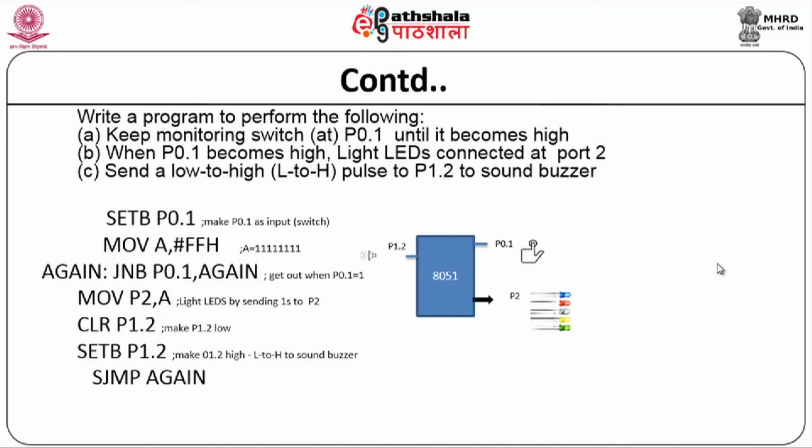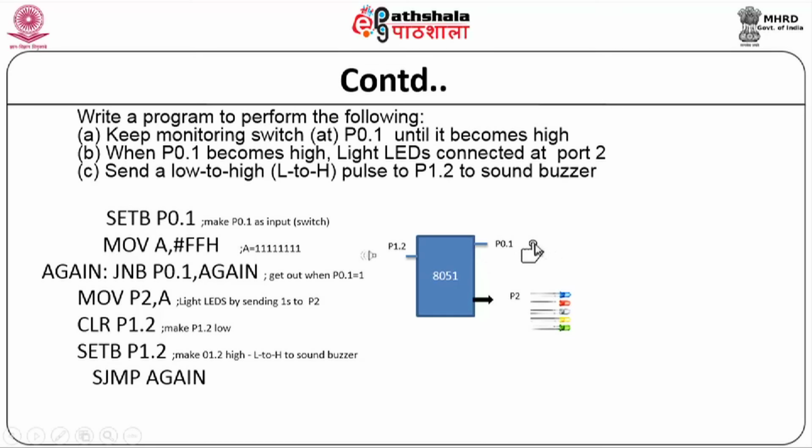Here this is a problem. I have a switch which is connected to P 0.1, and I have to look at that particular pin. For example, if it is a washing machine, if I am pressing it, it has to work, if I am not pressing it, it should not work. So here I will keep monitoring this particular switch, whether it has been pressed or not pressed.